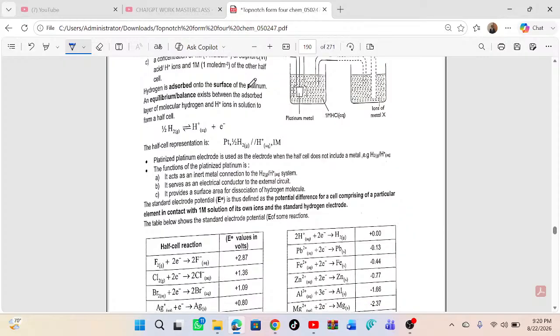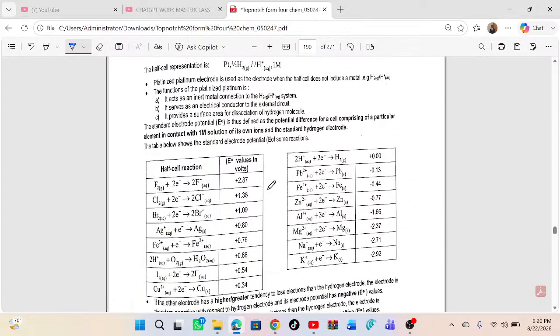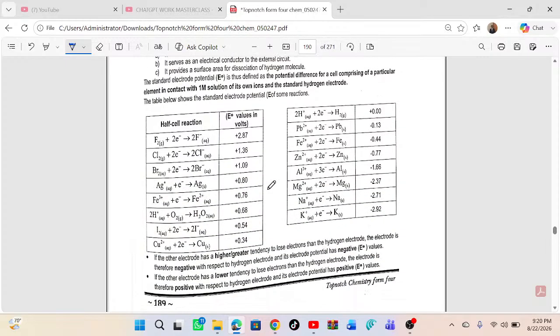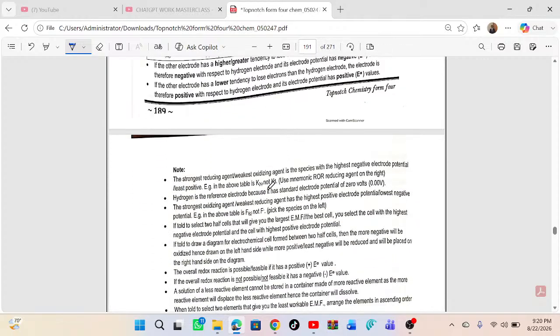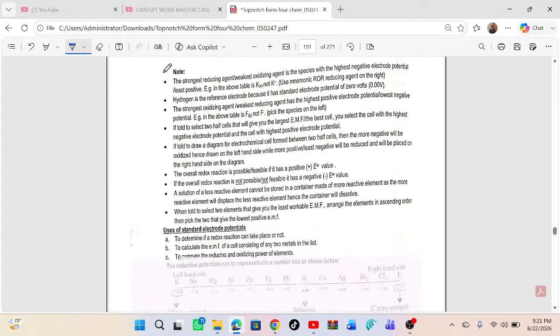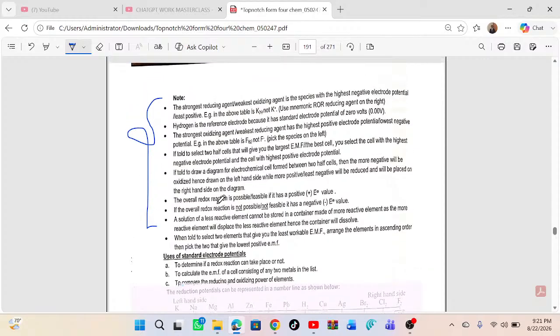Meaning that in standard electrode potential, when we are calculating, we follow some specific rules. This is all you need to know. Number one, the strongest reducing agent or weakest oxidizing agent is the species with the highest negative electrode potential.